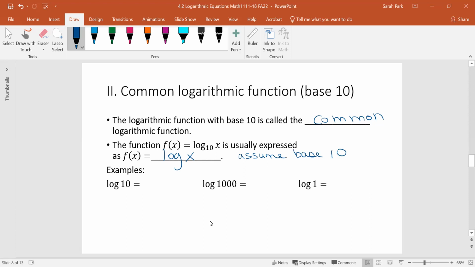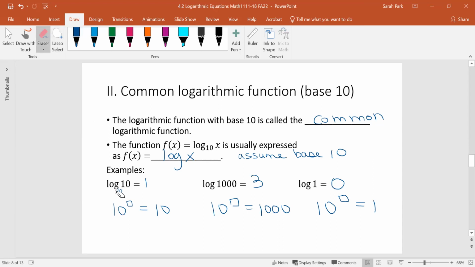Okay, so going back to these examples, log of 10, this is asking 10 raised to what power gives you 10? This is going to be 1. Here, the base again implies 10. 10 raised to what power gives you 1,000 is 3. Here, log of 1 is equal to 10 raised to what power gives you 1? That is 0. All of these, again, can be done using your calculator.